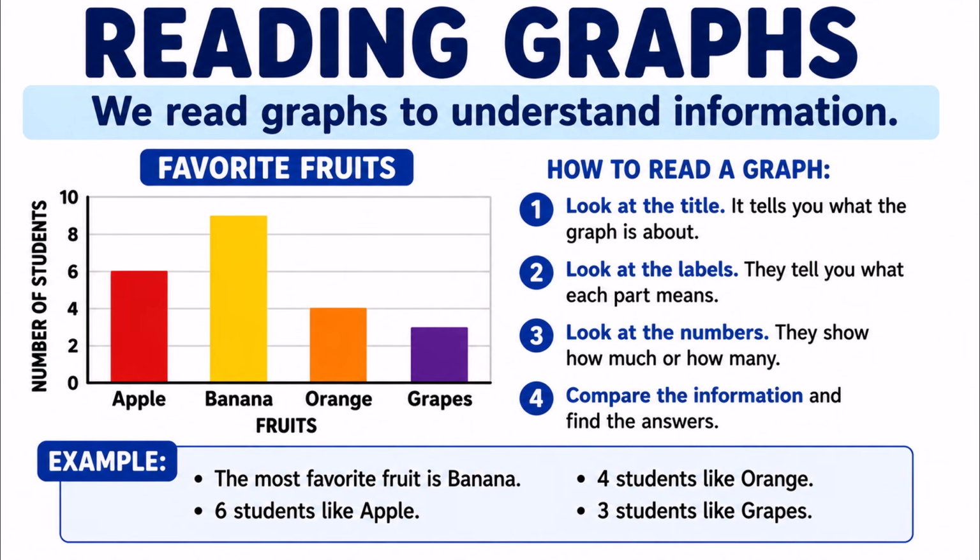So the title tells you what the graph is about. The labels tell you what each part means. And the numbers show you how much or how many. And then when we compare the information, we find the answers.